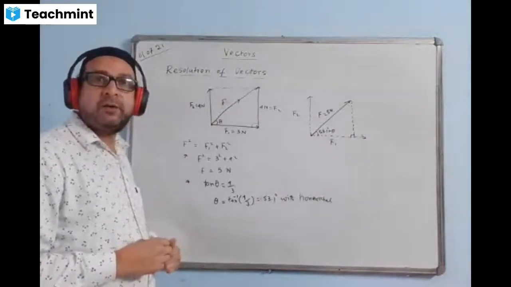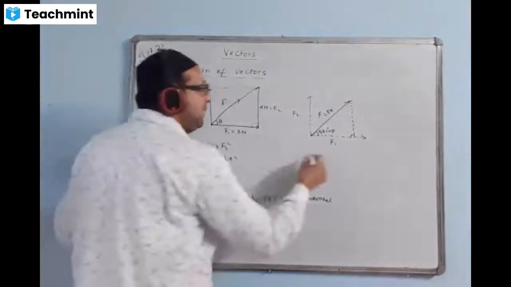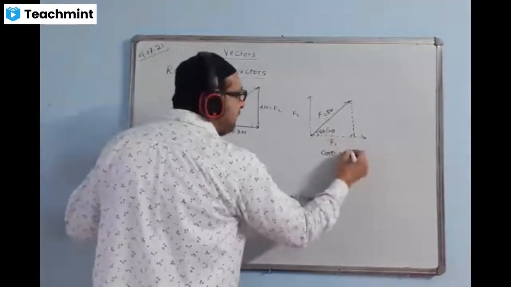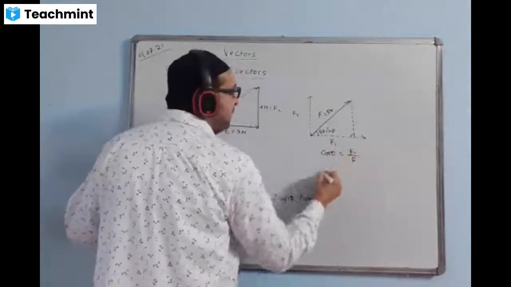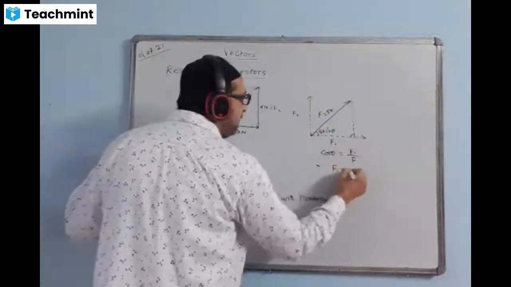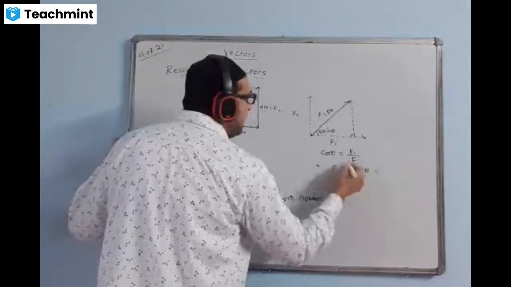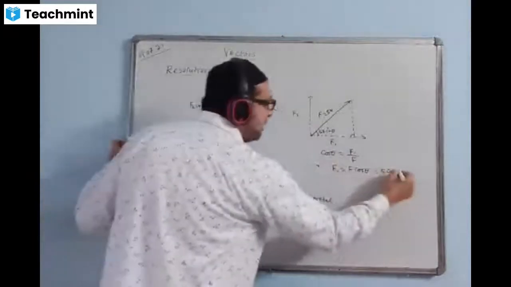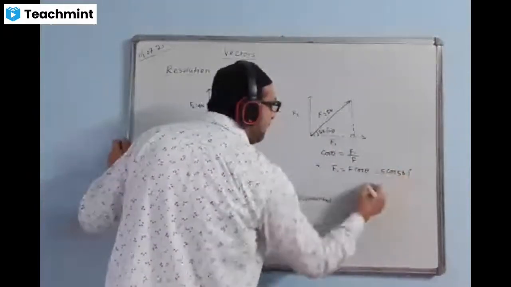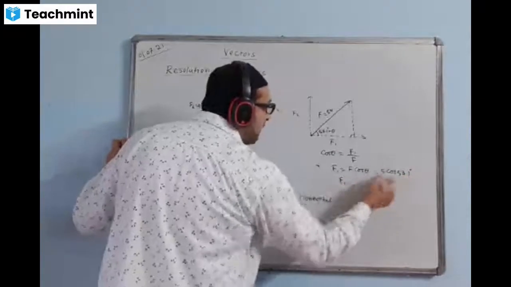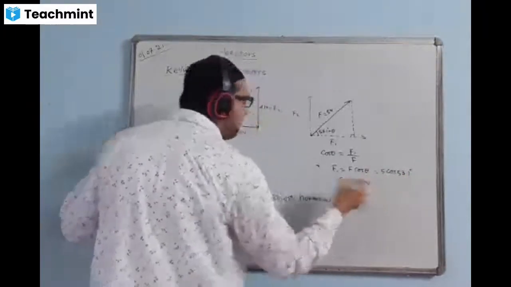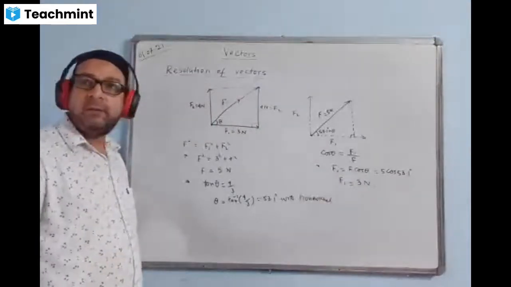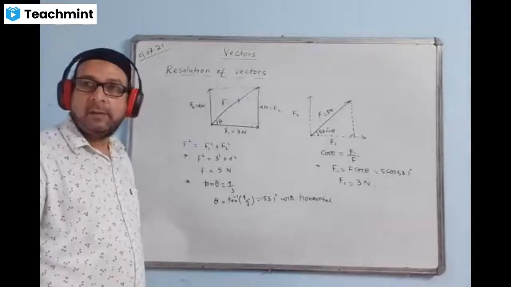I'll simply use trigonometry. First we can write cos theta. Cos theta value will be base by hypotenuse, that will come F1 by F. Therefore F1 value will come F cos theta. That means F value is 5 into cos theta value we have 53.1. We can put that value 53.1 degree. And now please use calculator for this. Answer I'm sure will come 3 Newton. 5 cos 53.1 degree if you do, the answer will come 3 Newton.